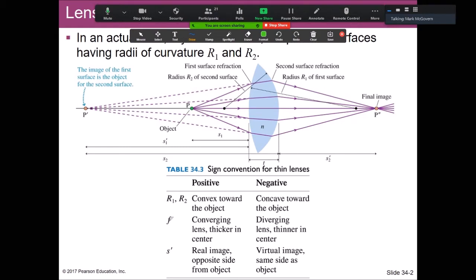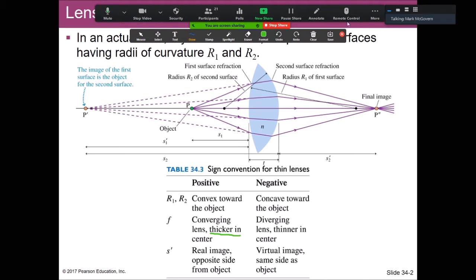So, here's our sign conventions for these lenses. Convex toward the object is always considered positive. That's true for regular lenses. Concave toward the object is considered negative. Convergent lenses have positive focal lengths. And look at this little statement down here, thicker in the center. That ends up being true. If the lens is thicker in the center, you're going to have a convergent lens then.